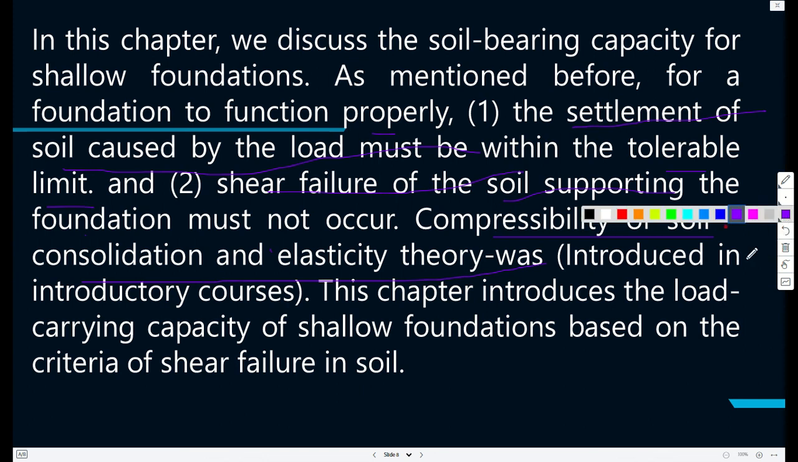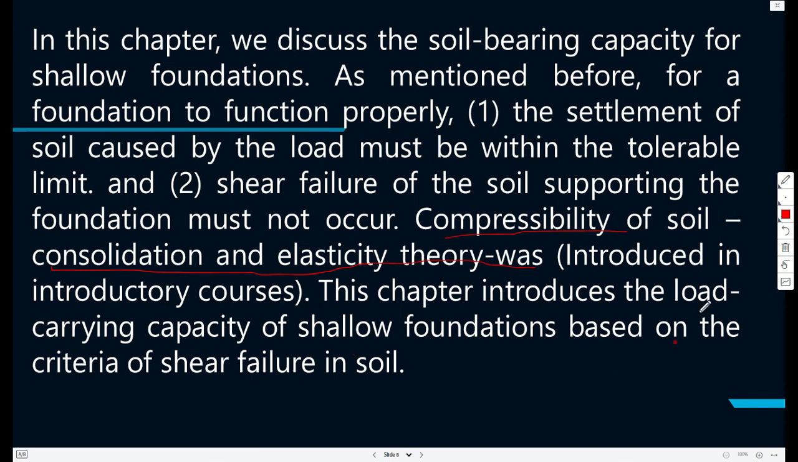Class rep, yes, have you done consolidation? All this you should have done. It's in next term. What do you mean? It's under foundation. Elasticity, theory of elasticity and consolidation. You should have done in some of the previous courses anyway.